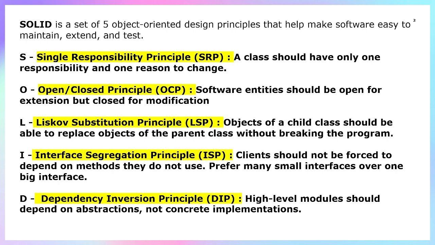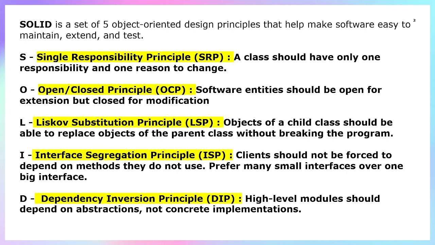Open close principle: software should be open for extension, closed for modification. Liskov substitution principle: a child class should be able to replace the object of the parent class without changing the functionality of programs. Interface segregation means we should not create a big interface. In place of a big interface, we should prefer a small interface. Dependency inversion principle: high level modules should depend upon the abstraction, not the concrete implementation.